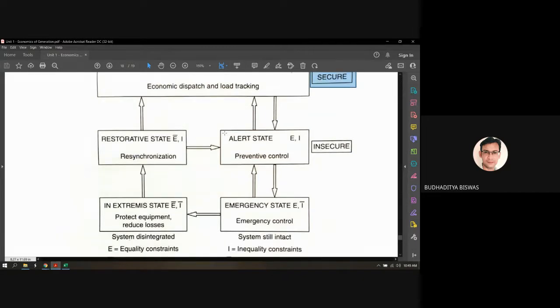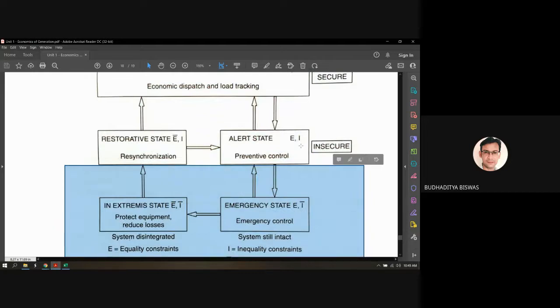Then the next one is called the alert state. Alert state means E and I are satisfied, but they are going from the equality constraint toward the inequality constraint, like this one. Okay, so the generation is going to touch the limits, like this condition. So that's why it is called the alert state.